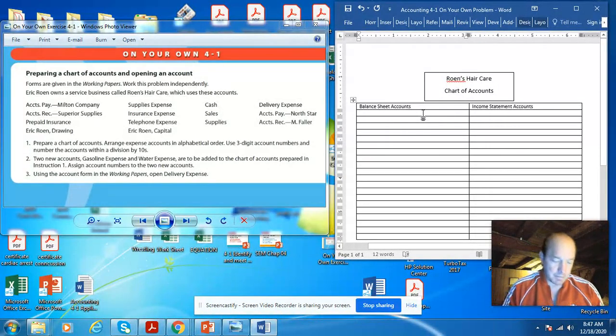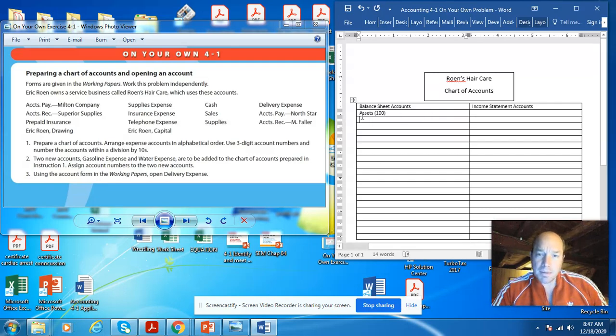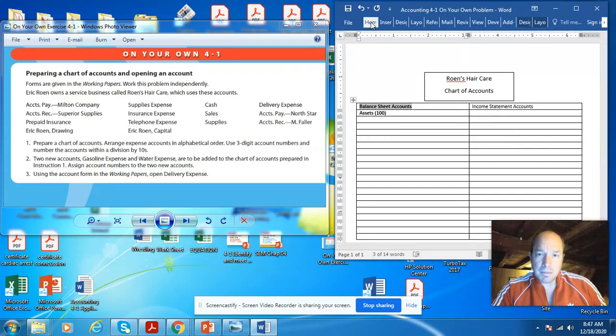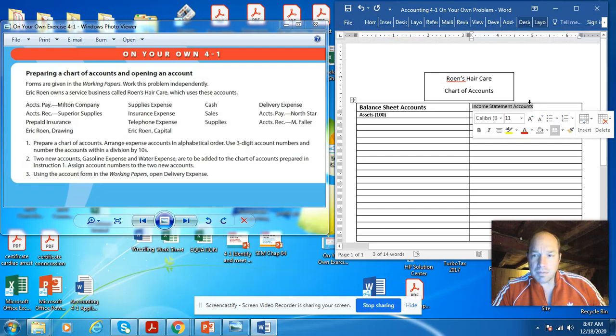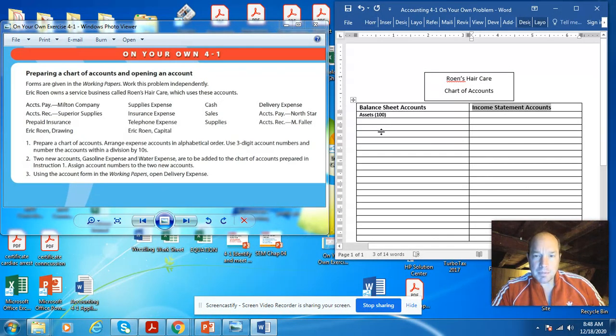The first set of accounts that we're generally working with are the balance sheet accounts, and we'll start them off with 100. Let's go assets, 100. And I'm going to make these bold. So first asset account is cash. We're going to call it 110.